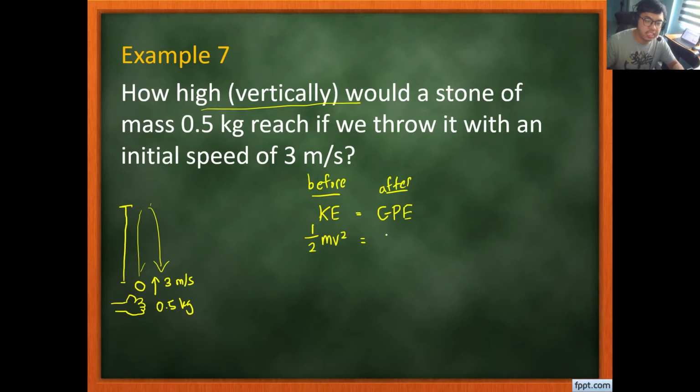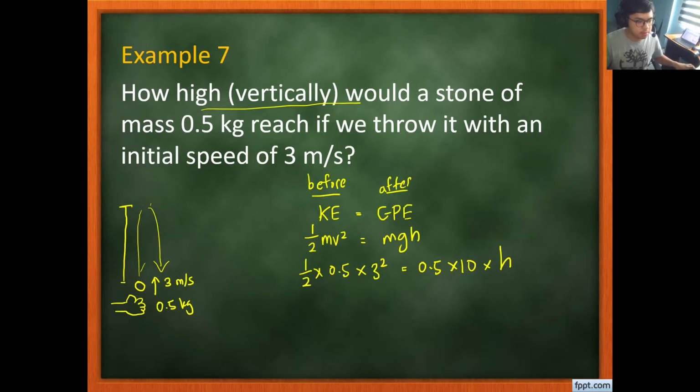So kinetic energy is half mv squared. Gravitational potential energy is mgh. And then you put in all the values that you know. The mass is 0.5. The velocity is 3. And the mass of the stone after is still the same. g is 10. And we want to find h.